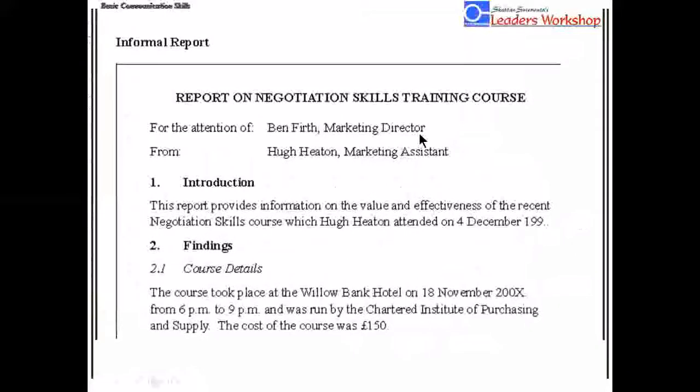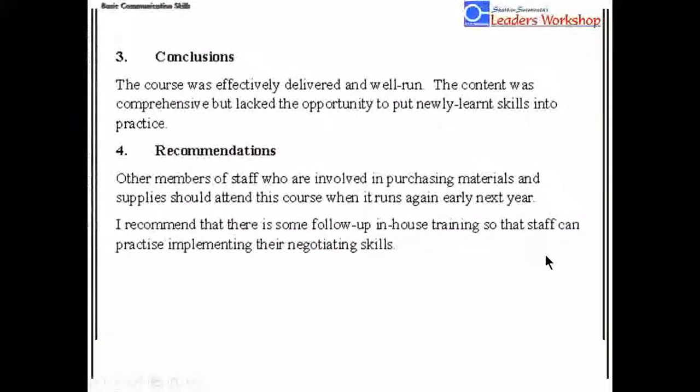So an informal report looks like this, and this basically is a memo type of report, where the report is supposed to go to, or where it's coming from. Then there should be an introduction, there should be findings, the conclusion and the recommendation. So basically five components: the title, the terms of reference, the procedures, the findings, conclusion, and also recommendation.